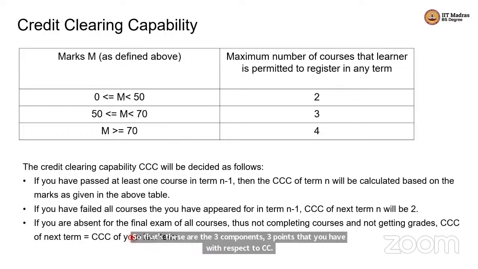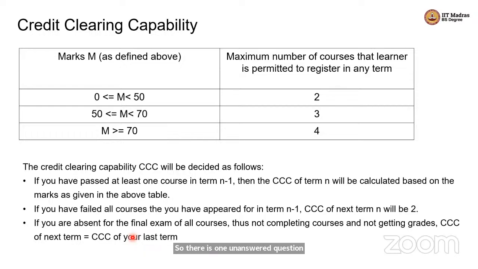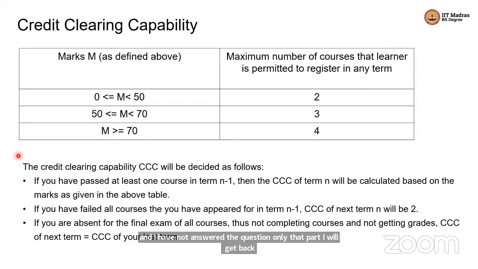There is one unanswered question which I think Krishan asked, that is, suppose you have the CCC of 4. You want to take 4 courses next time, but you have one OPP left. That means you are writing only one OPP because it was incomplete. Only that part is unanswered. I have not answered that question. Only that part I will get back on. Otherwise this CCC is quite clear. Any questions on this?